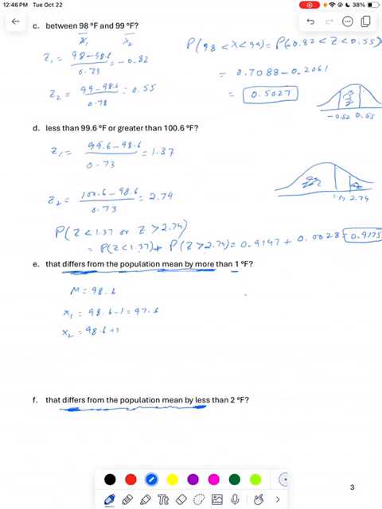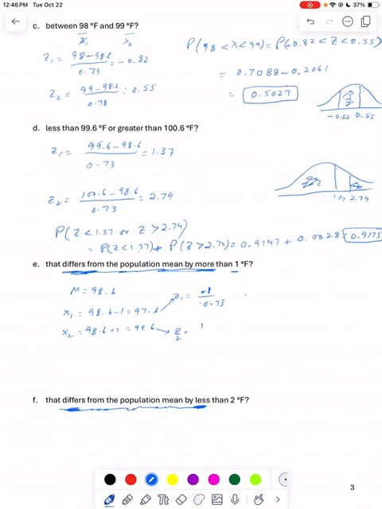So now I can look up these, find the z values of each of these, and then look up those values. So z1 of this will be, if you notice the difference of the mean, it will give me -1. Can you see that? -1 over the standard deviation, which is 0.73. And the difference in this case will give me 1 over 0.73.